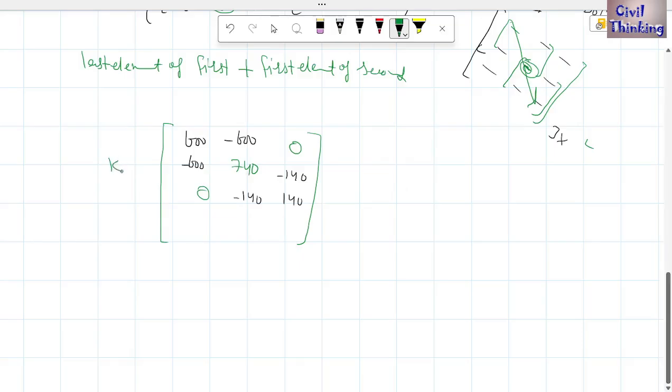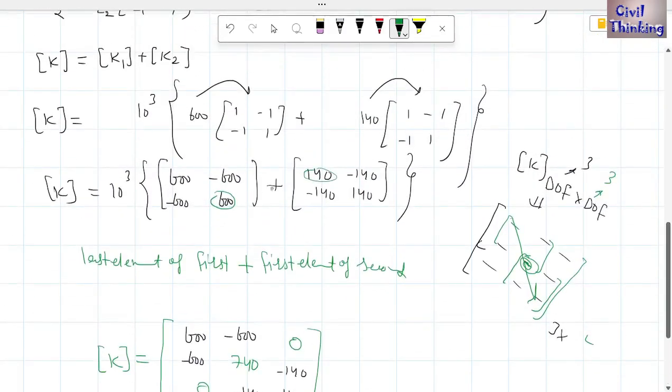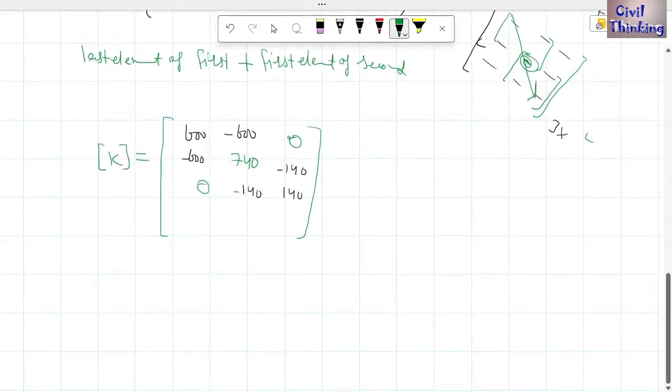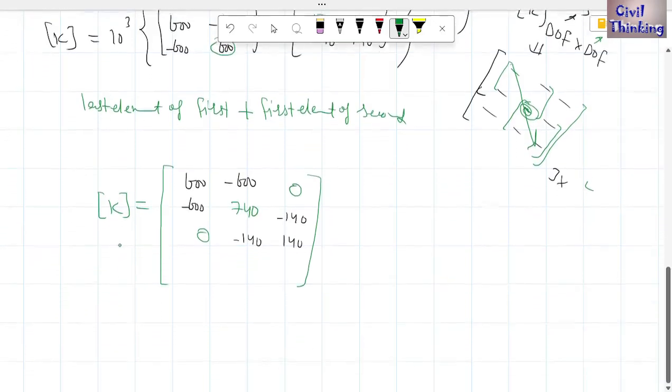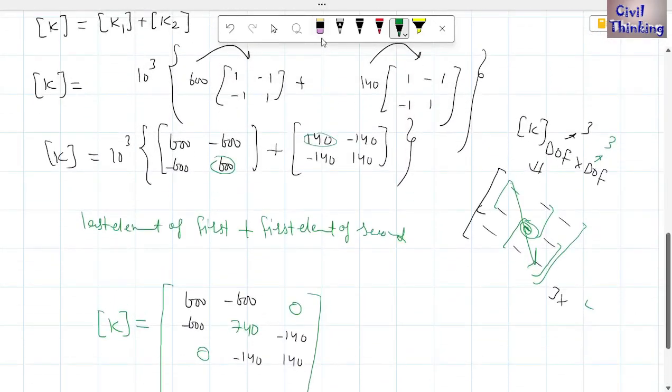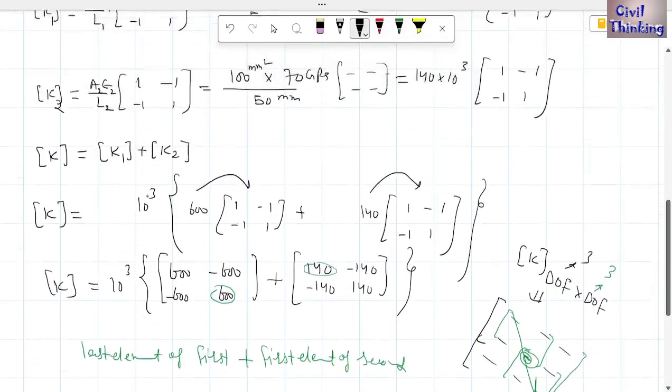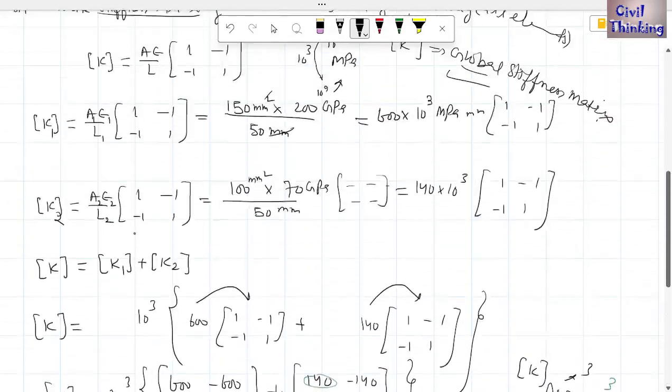So this is our global stiffness matrix. You can see these two are added here: 600 and 140 is 740. Then all the others are here. Everything is here. Now we found the global stiffness matrix. This is our step 2.